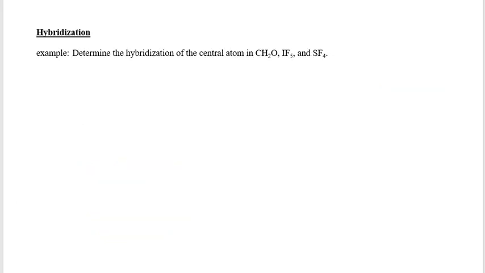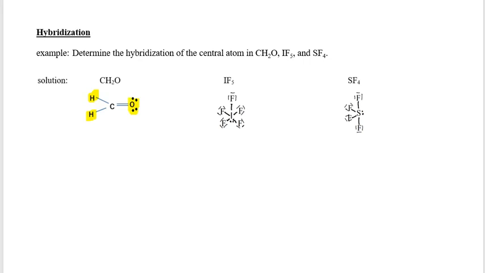Let's look at the hybridization of the central atom of three different molecules. These are ones that we've done in previous videos. You have carbon as a central atom, iodine as a central atom, and sulfur as a central atom. Carbon has three things attached: one, two, three. It has a pi bond, that double bond. Iodine has lots of things attached, and sulfur a whole bunch more too.